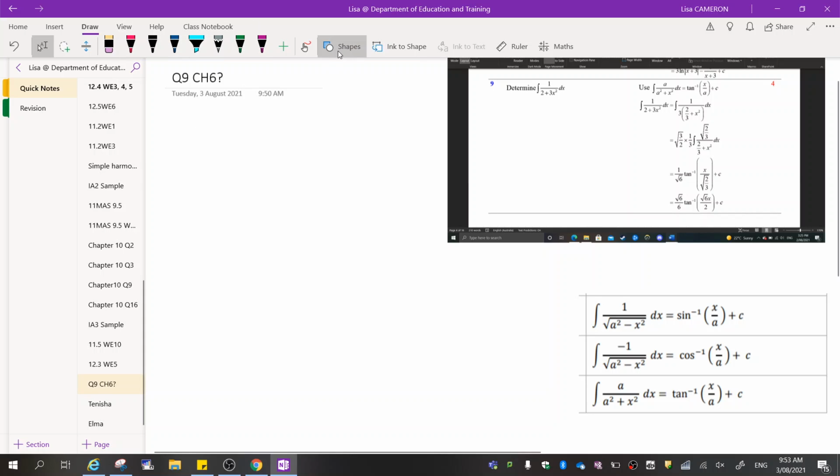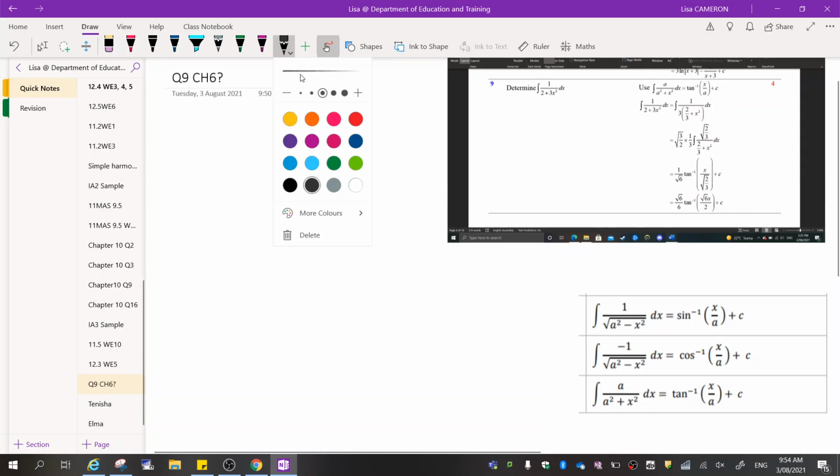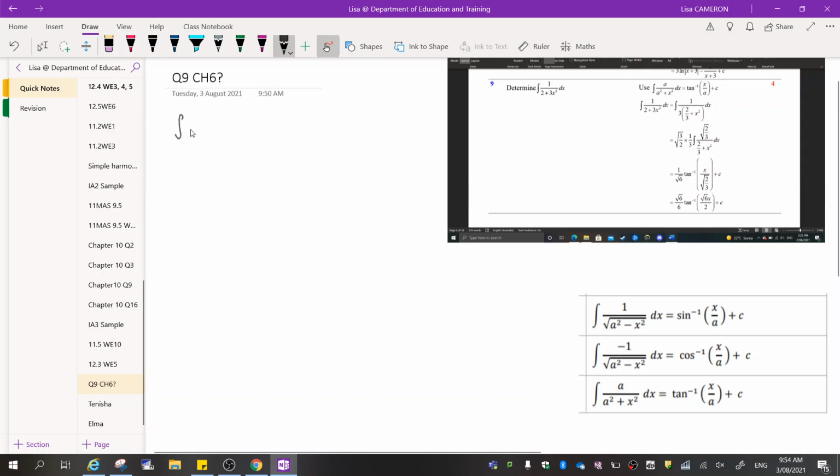Oh, a pencil. Let's try that. Okay, so this is what we've got: 1 over 2 plus 3x squared dx. Now, first thing to note is that in front of this, that has a value of 1. So in order to make this have a value of 1, I need to factorize a 3 out of that denominator. Not loving the pencil. Okay, so that means that now I'm going to factorize a 3 out.